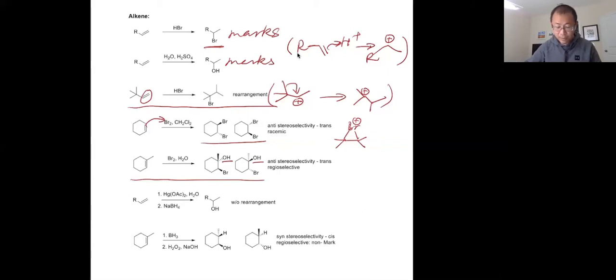Okay, hydrobromide. Now, when you have water in presence, the stereoselectivity is also trans because opening up the bridged bromonium ion ring is always from the backside. So the trans stereoselectivity is the same. You can see both products are trans.